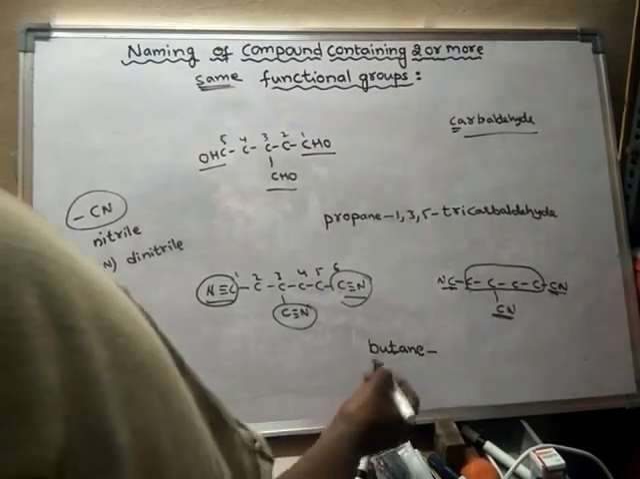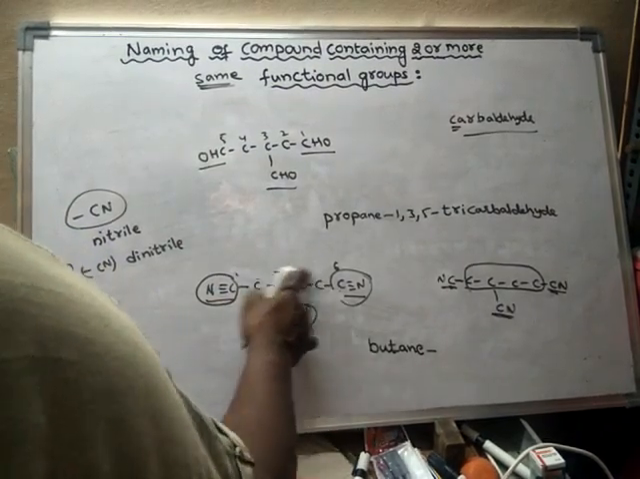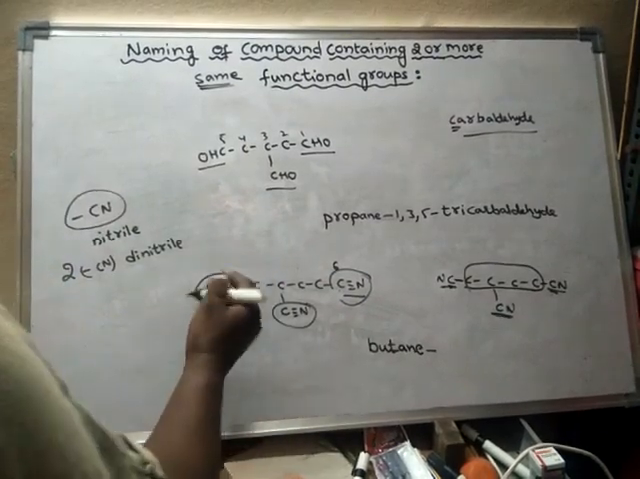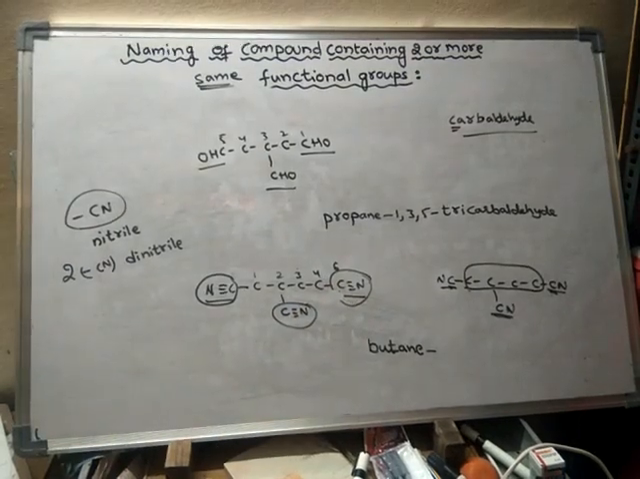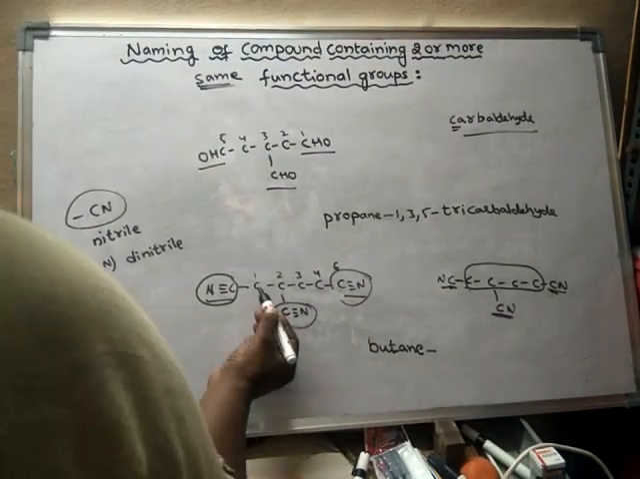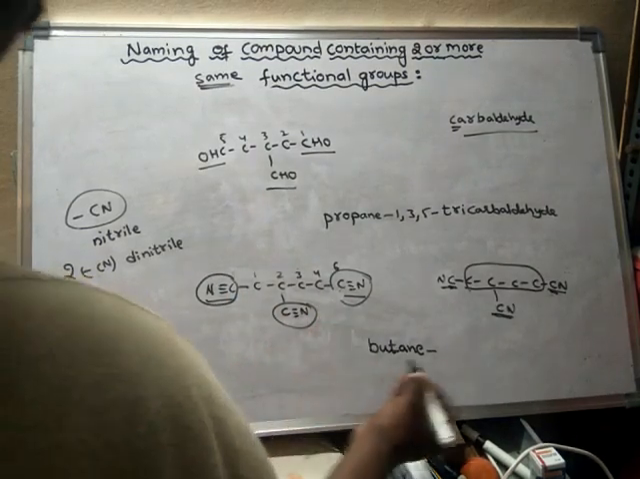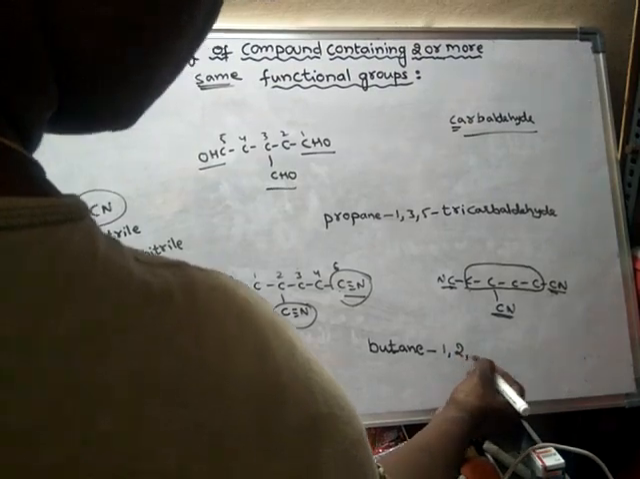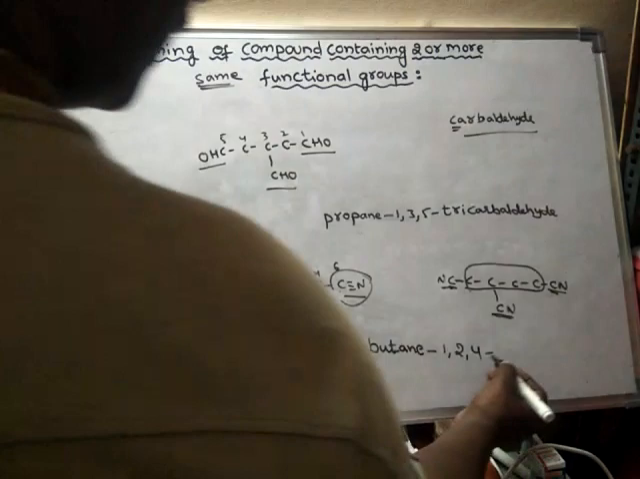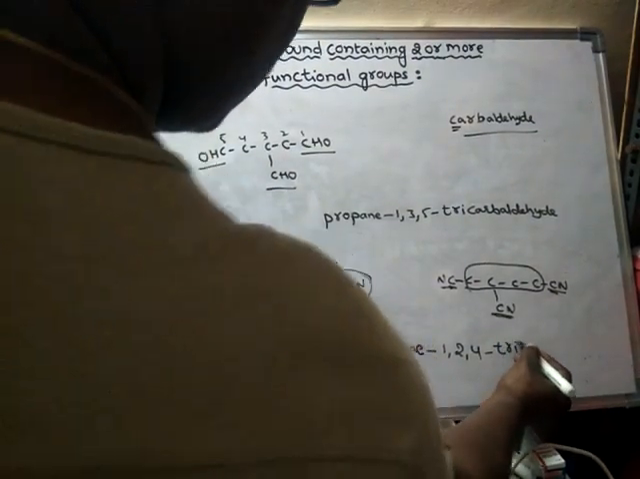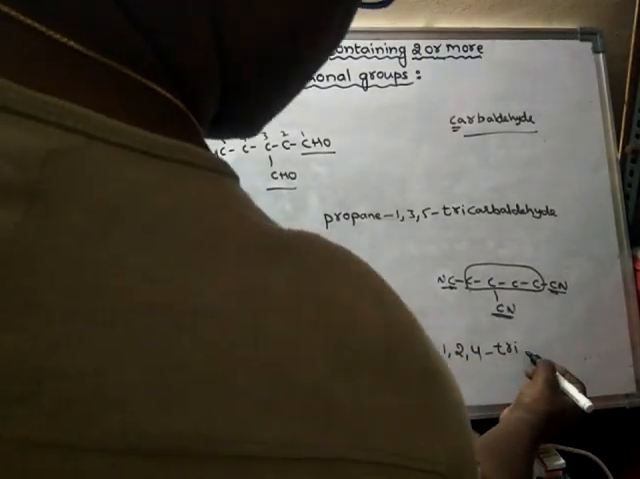So now butane, how many carbons are there? Only 4 carbons are there. 1 2 3 4. So on first carbon this cyanide, on second carbon cyanide, on fourth carbon cyanide. That means on the first, second, and fourth carbons you will find cyanides. So how many cyanides? 3. Cyanides are called nitrile. So tricarbonitrile.